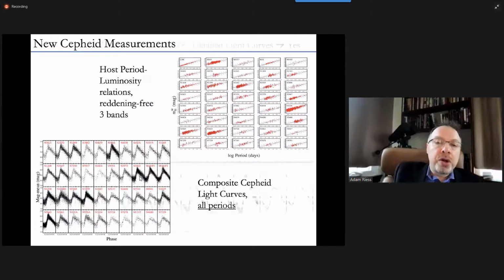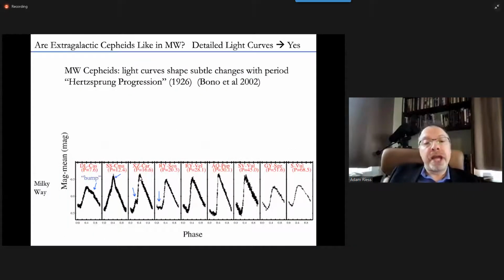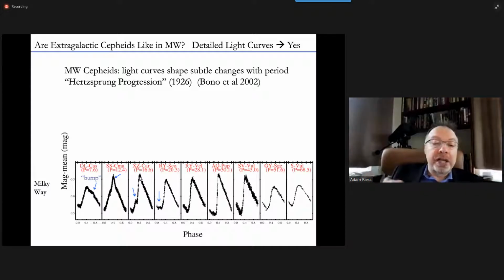This is something that was known almost 100 years ago by Ejnar Hertzsprung of the famous Hertzsprung-Russell diagram, who pointed out that if you look in the Milky Way at individual Cepheid light curves, as shown here from short period to long period, there's a sequence of shapes of those light curves known as the Hertzsprung progression, as well as small scale features like this bump here shown in blue that migrates from the descending part of the light curve to the early part, whose physics is now well understood as a resonance between an overtone oscillation and a fundamental mode oscillation.